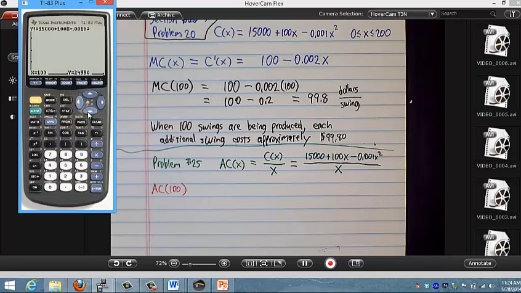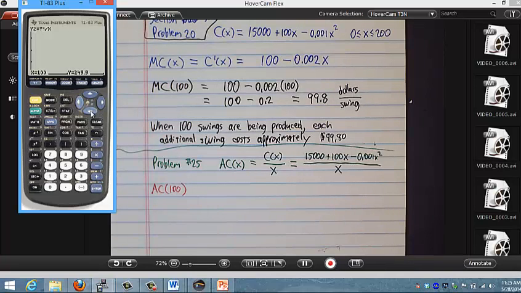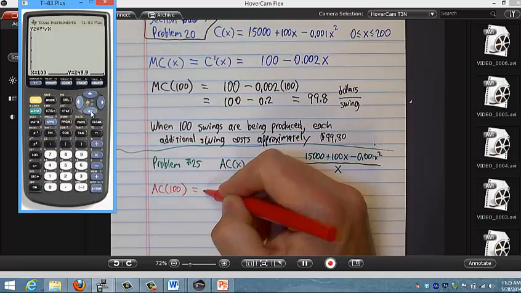But if I press the down arrow, it chooses the next function, y2. Look what it gave me. What's that? That's the cost per swing, right? The average cost. Actually, look, it divided by 100. That's very clear. Here's 24,990, so it's 249.9. Does that make sense? Okay. So AC of 100 is 249.9.